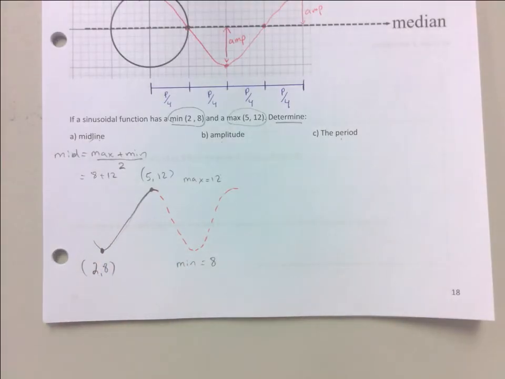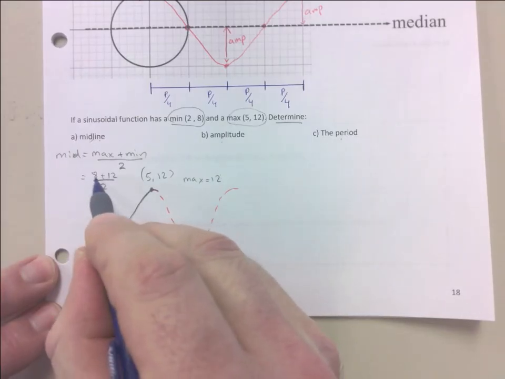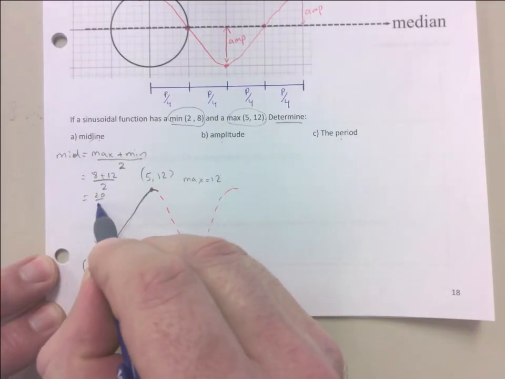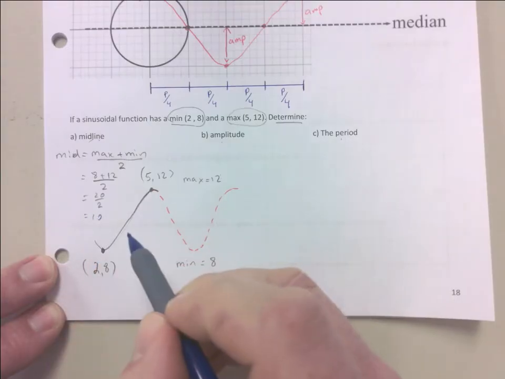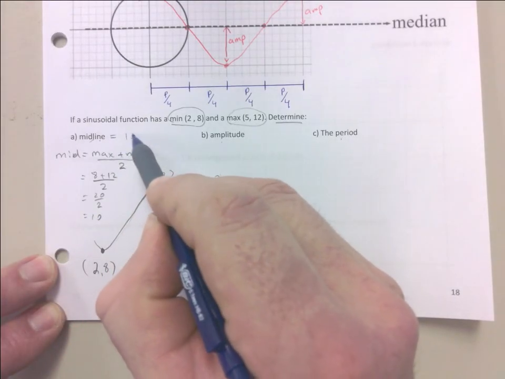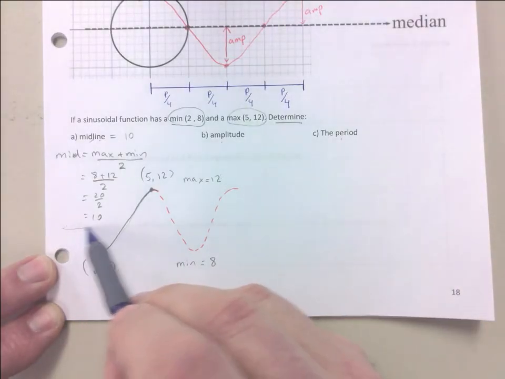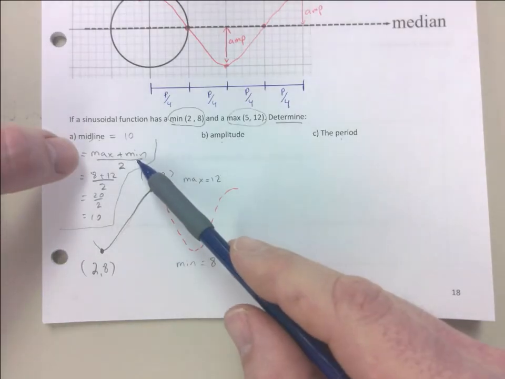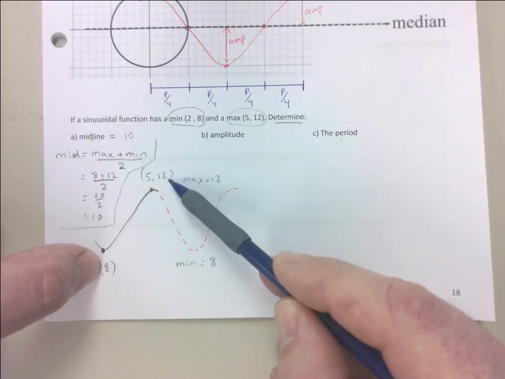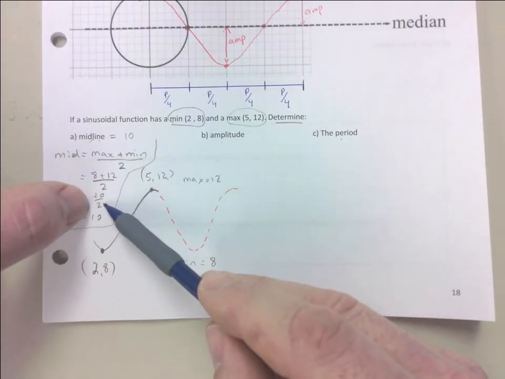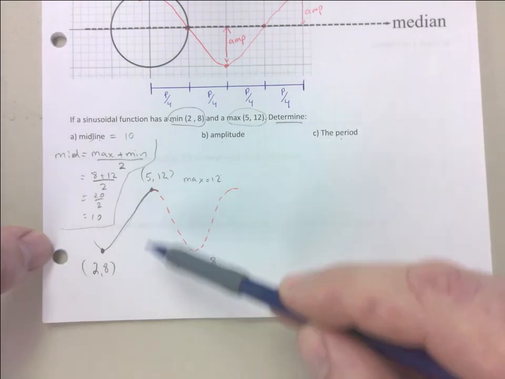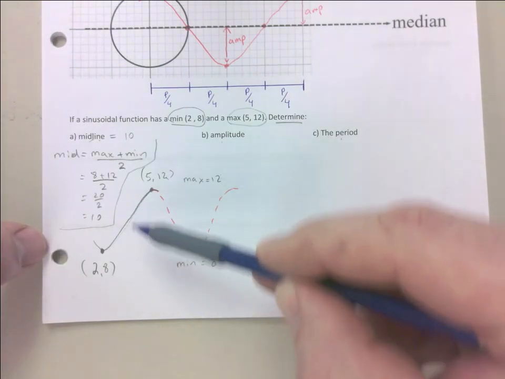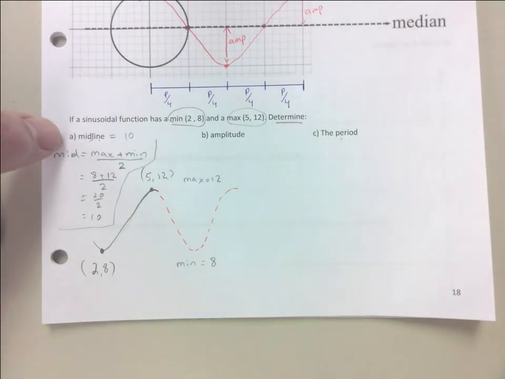Remember, everything has to do with y values except for the period. That's where your x values come in. So this is 20 divided by 2. So it's 10, right? So the midline is 10. Sorry, it got very messy. Too messy here for my liking. But I use that formula. I know that the min and the max are 8 and 12. I add them and divide it by 2. You're basically finding the average between the two. Okay? So the midline is 10.